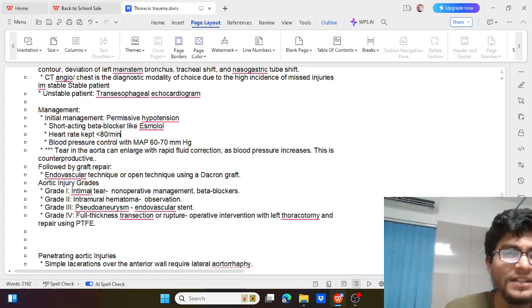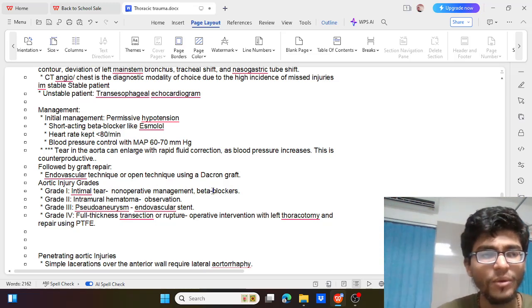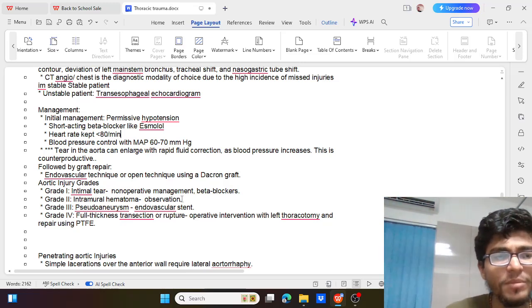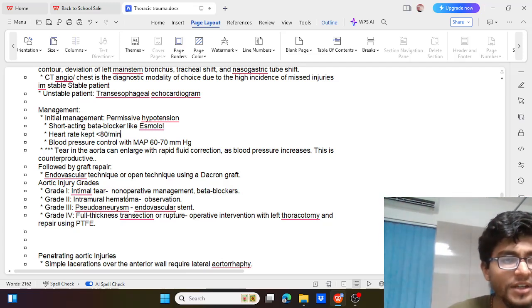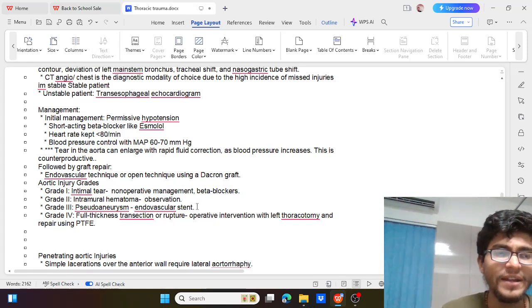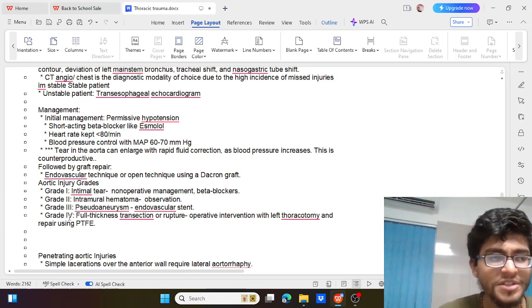What is grade 1 of this aortic injury? It is intimal tear. So there will be non-operative management in this. Only the beta blocker will be helpful. Then grade 2, there is intramural hematoma. Again, it will be non-operative. We will be observing the patient. If the size of the hematoma is increasing, then we may need to intervene, but commonly it is not needed. So observation. In grade 3, if there is pseudoaneurysm, we go for an endovascular stent.